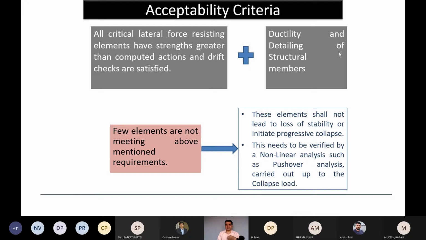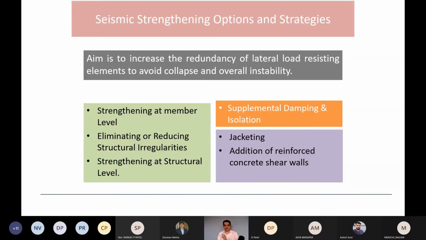That means if everything is satisfied, and if ductility and detailing of structural members are adequate, then no retrofitting is required. But let's say if a few elements are not meeting the above mentioned requirements, then further analysis is suggested, which is a non-linear analysis, let us say the pushover analysis, by which we should demonstrate whether these elements are causing a loss of stability, or whether they could initiate progressive collapse, etc. And if the answer is yes, then definitely these elements shall be retrofitted.